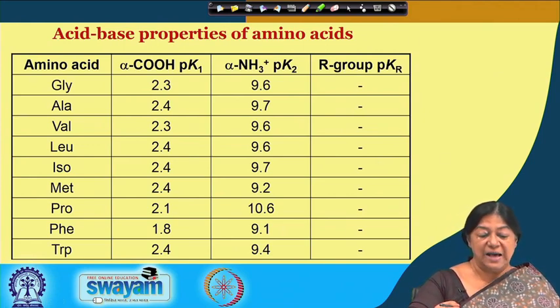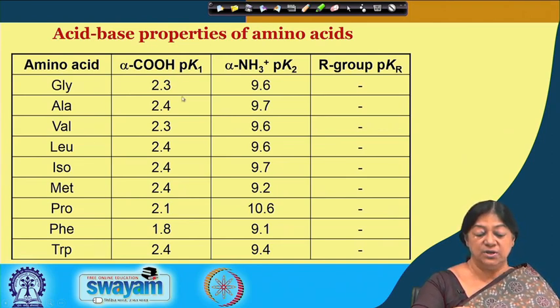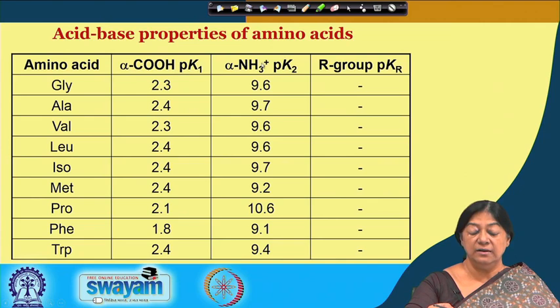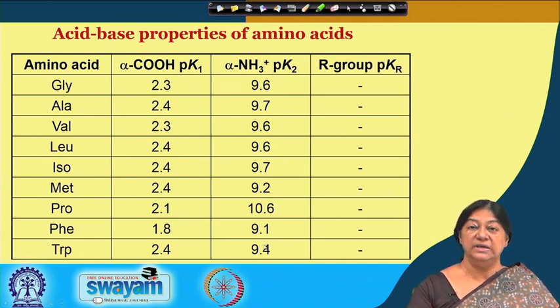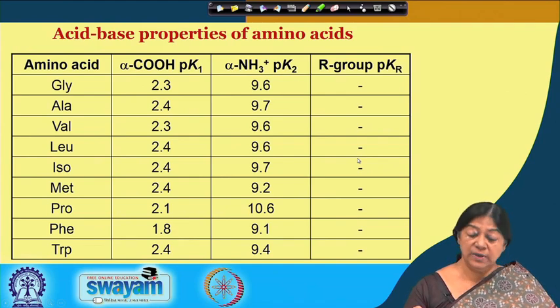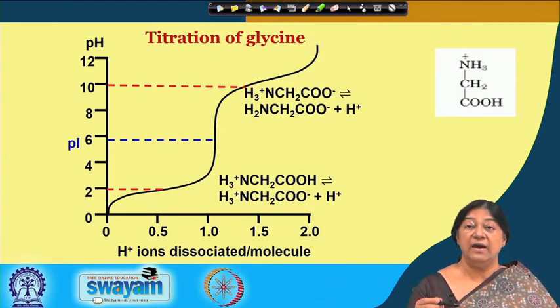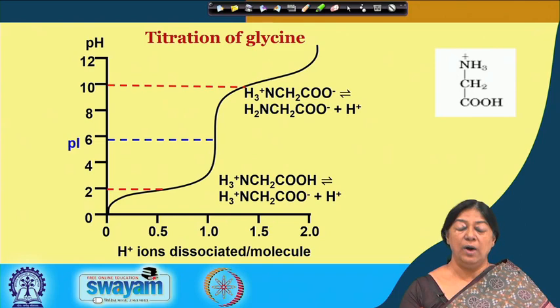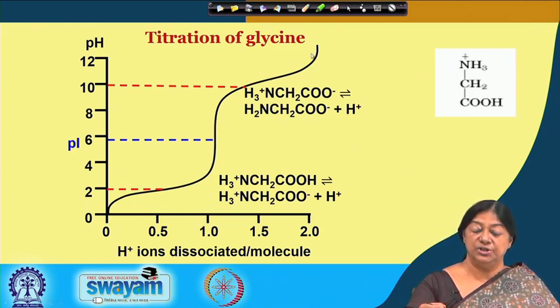Now, if we look at the acid base properties of the amino acids, we have a series of amino acids listed here. We have the alpha COOH values. You can see the pK1s are very low because this is a carboxylic acid. On the other hand, the amino group has relatively high pKa values, all the pK2 values. Interestingly, we do not have any pKR value here. As soon as we come to amino acids with pKR values, we will see how our titration curves will change.